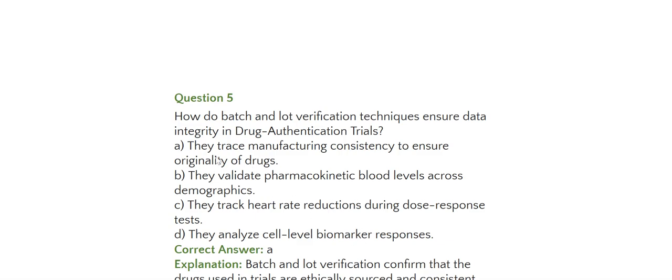So the answer is A. How do batch and lot verification techniques ensure data integrity in drug authentication trials? As in option A, they trace manufacturing consistency to ensure originality of the drugs. Batch and lot verification confirm that the drugs used in trials are ethically sourced and consistent with manufacturing standards, ensuring traceability and compliance throughout distribution.